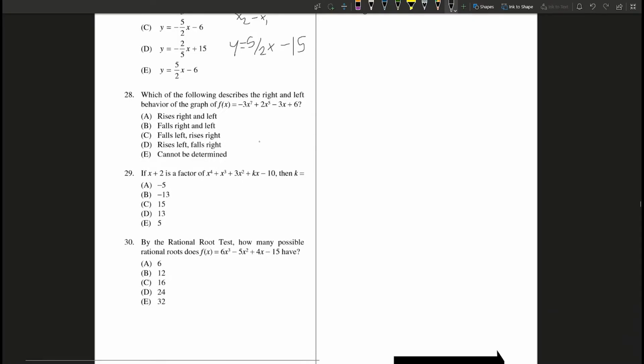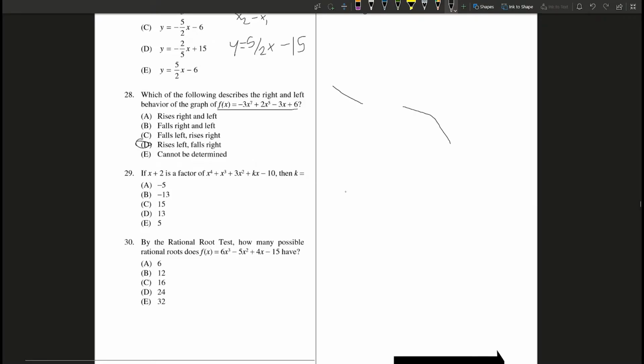So this question asks, which of the following describes the right and left behavior of the graph of this function? And so we're going to have to use something called the leading coefficient test. We just want to see the degree and the sign of the leading coefficient. So the sign is negative and the degree is odd, which means that the graph rises left and falls right. So it's going to look kind of like this, and our answer is going to be letter D.